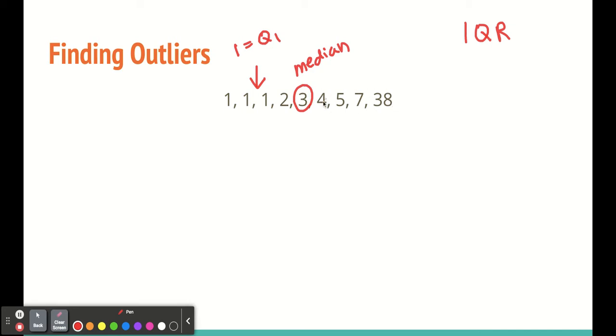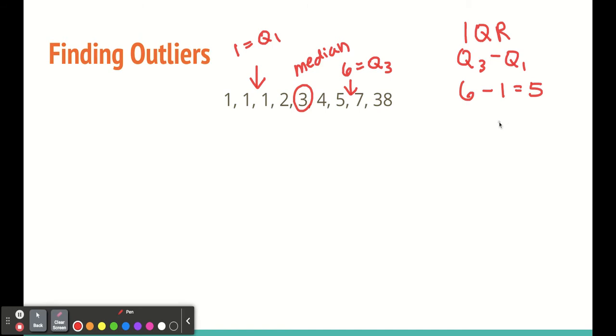And we'll do the same thing with the upper half of the data. So 5 and 7, if I add those together and divide by 2, I get 6. So 6 is the third quartile. Now we can find the IQR, the interquartile range. We just subtract the third and first quartiles. I'll do 6 minus 1, and that gives me 5.